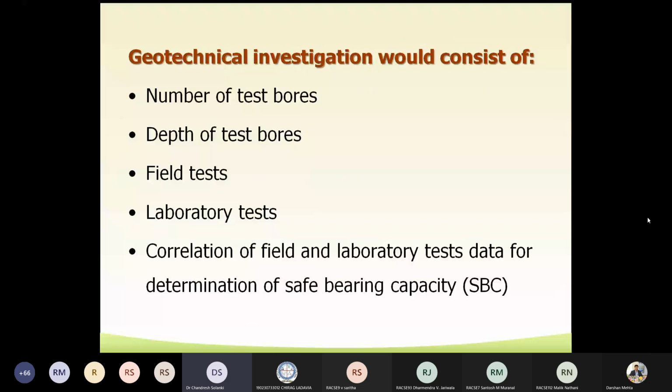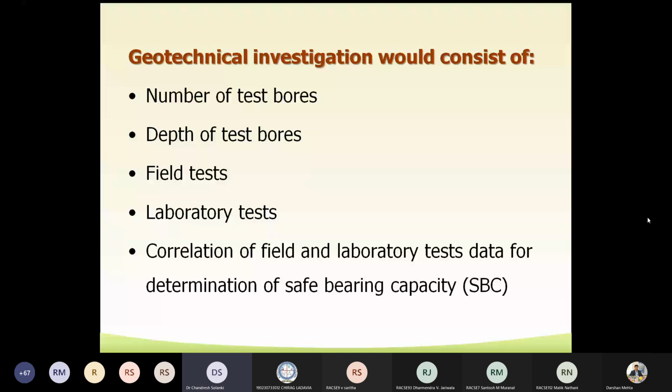Geotechnical investigation would consist of what? Whenever any civil engineer for his structure goes to the geotechnical engineer and asks for the geotechnical report, what does the geotechnical consultant do?